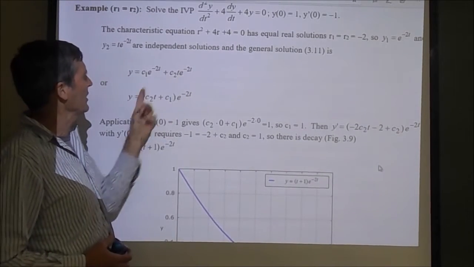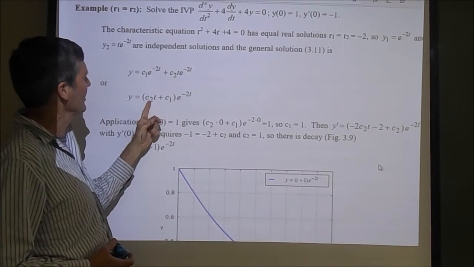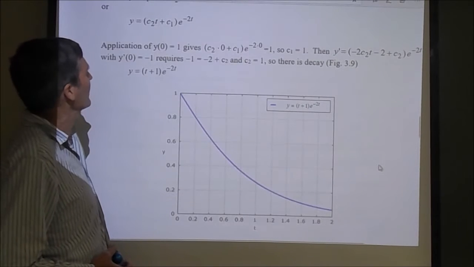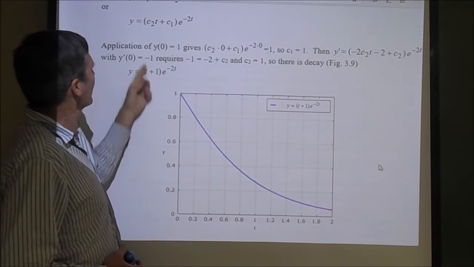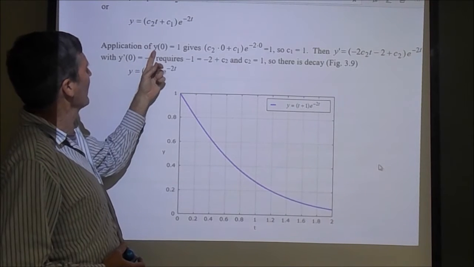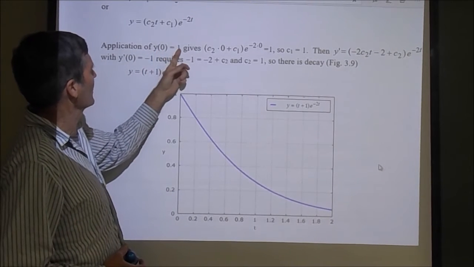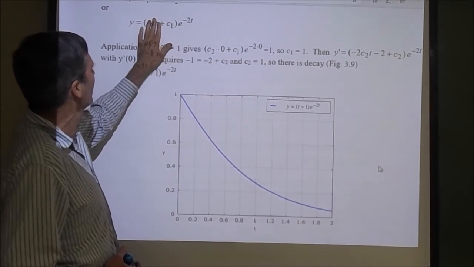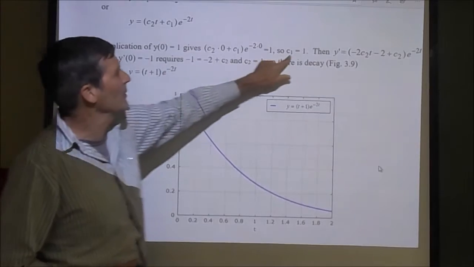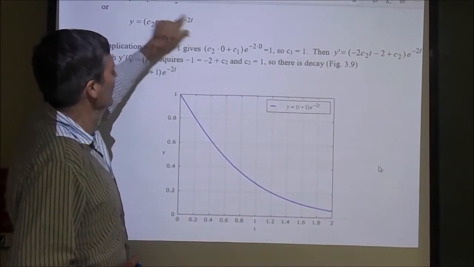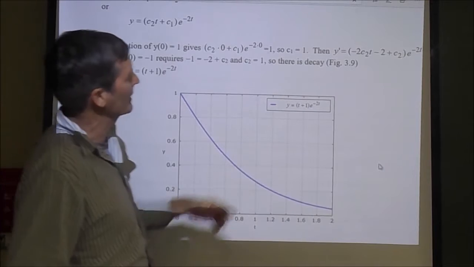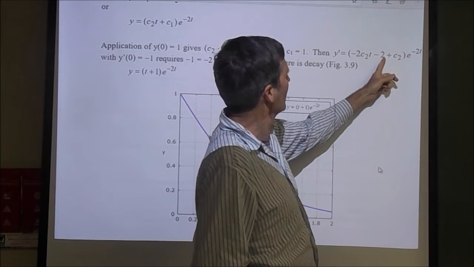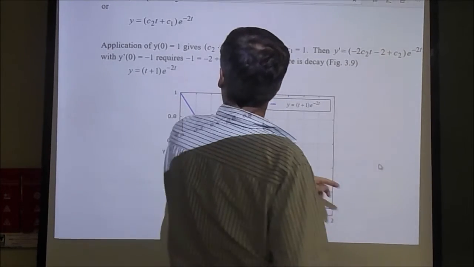And sometimes it's kind of nice to group these, right? Algebraically, this is c2t plus c1, all times e to the minus 2t. That gives you a little more insight into what the graph looks like. Now we can apply the initial conditions. y of 0 equals 1, so we put 1 in for y and 0 in for t, and we get c1 e to the 0 equals 1, which says that c1 has to be 1. If we take the derivative of this, there's a product rule involved, but we get this, minus 2c2t minus 2. I think there's a c1 missing there, maybe.